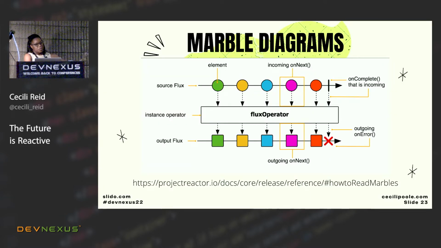So all those diagrams I showed you are my loose interpretation of the marble diagrams that Reactor uses in their documentation and their reference guide. This link for how to read marbles is very useful, and the reference guide is extremely useful to try and understand some of what the operators are doing. And their Javadoc is actually pretty good as well, and their Javadoc includes these marble diagrams.